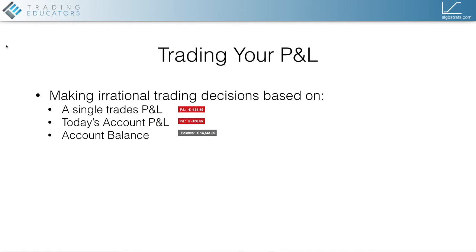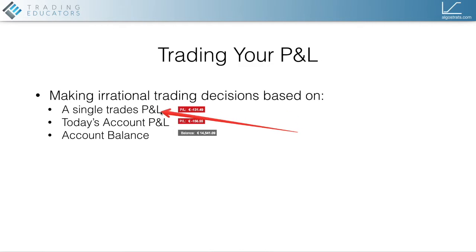Today I'm going to talk about one of the most common trading errors out there, and that's trading your P&L instead of the market. So what does that mean, trading your P&L? Trading your P&L means that you make irrational trading decisions based on a single trade's P&L, today's account P&L, or account balance. This comes in various flavors, but the most common ones probably are these three.